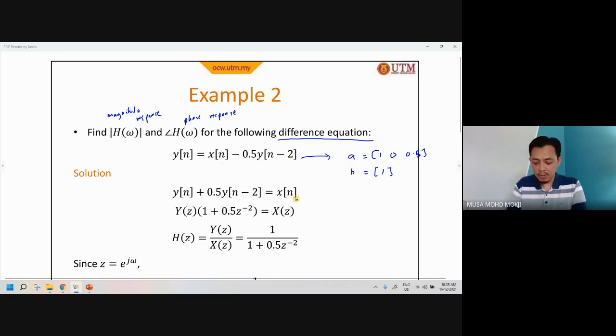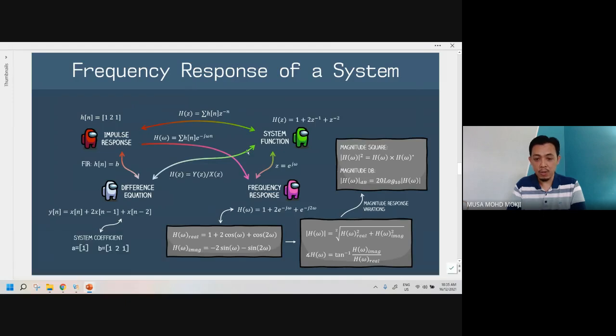And because of that, this is where we bring this one here. And then if we go back to this one, what we do next is we are going to convert it into the system function, which is H(z). So what we do in that example is, from here we go to H(z), and then we go to the frequency response, H(omega). So this is the route.